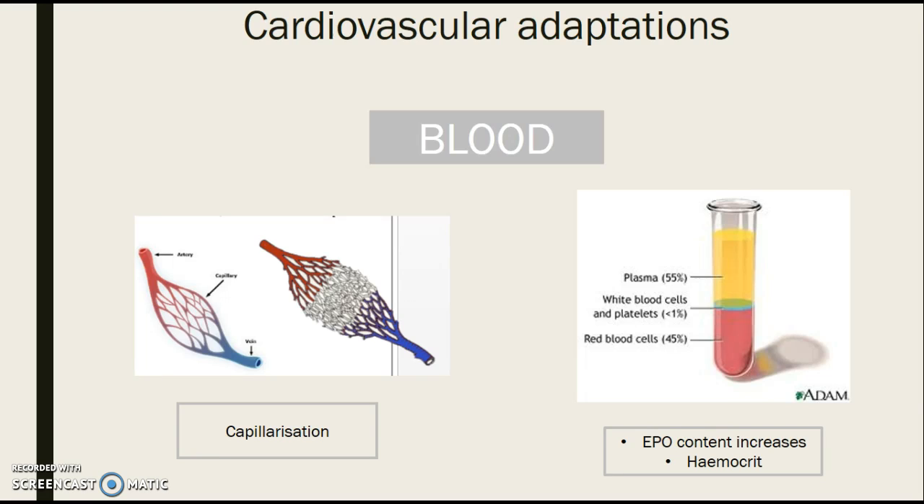If the blood plasma was to stay the same, however, viscosity would increase as there would be a higher number of red blood cells. This is bad for the transport of oxygen.